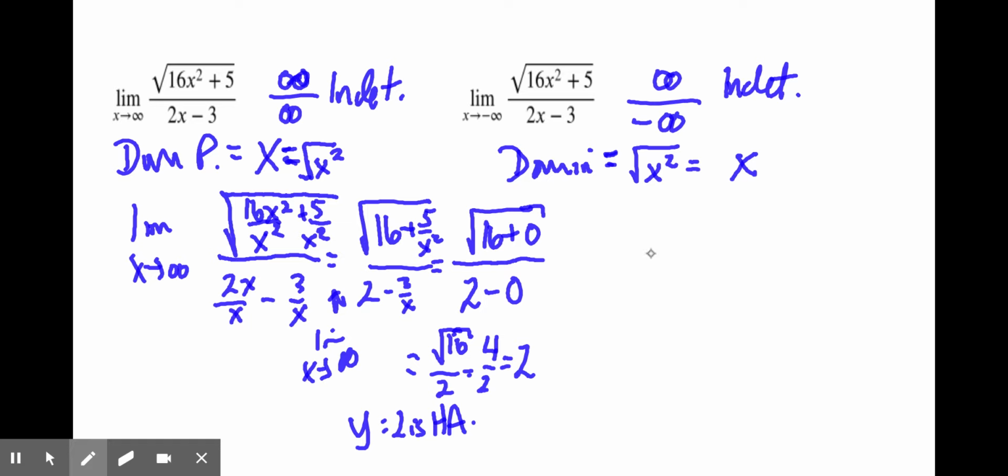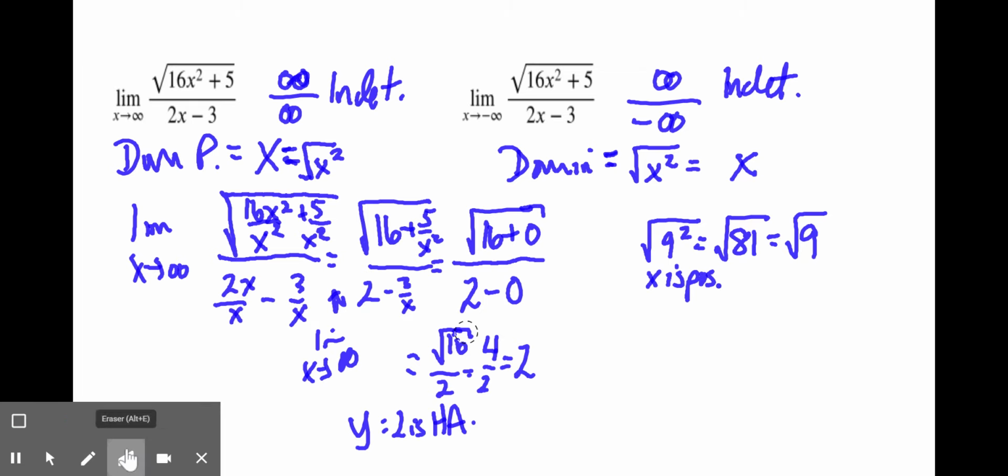Okay? Let's say, for example, I were to ask you what the square root of 9 squared is. Well, square roots are like parentheses. You have to do what's inside the parentheses first, then you can do the square root. So the square root of 9 squared is like doing the square root of 81. The square root of 81 is 9. Okay? If I start with a positive value of x, so x is positive, okay? Oops, I wrote square root 9. x is 9.